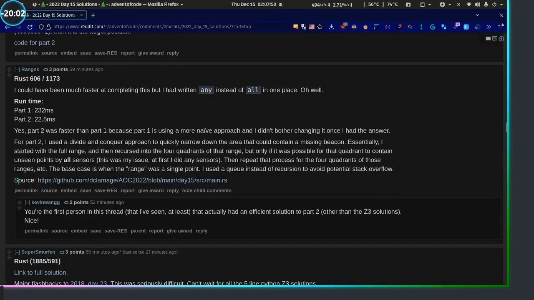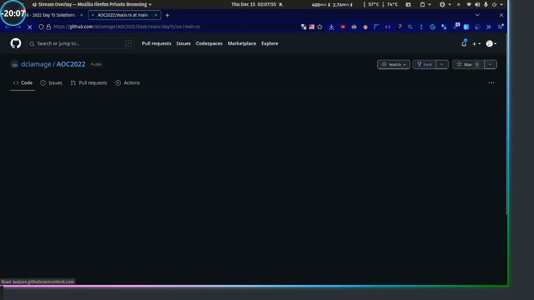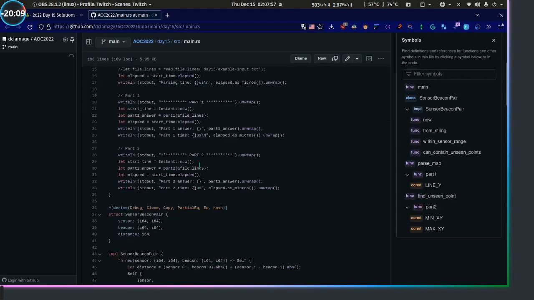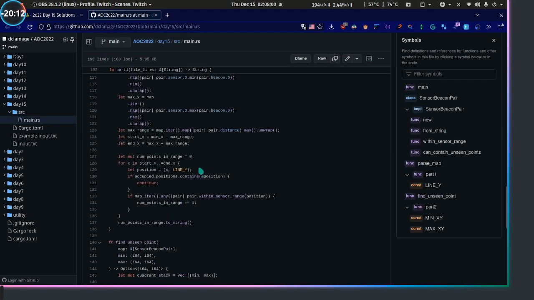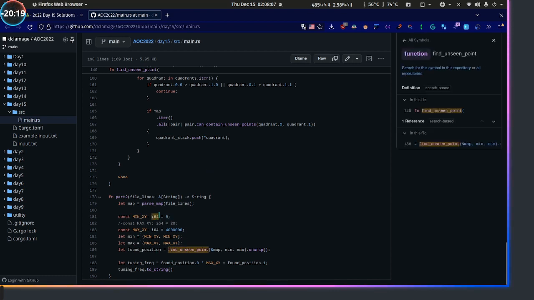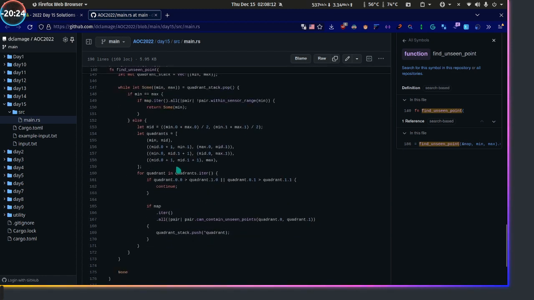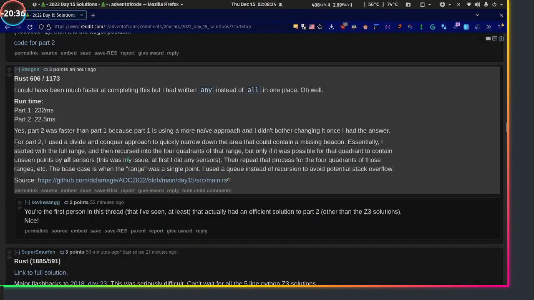Okay, Python, Rust. Let's look at some Rust. It's been a while. Let's check out some Rust. Oh, that's a lot of lines. Okay, what did they do for part 2? Find unseen point. Max X, max Y. Okay, yeah, I can understand this. Huh. Wow, okay, I don't understand. Love you, Rust.